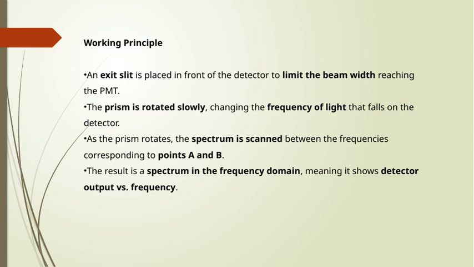The outcome of this process is what we call a spectrum in the frequency domain. That means, instead of just knowing the intensity of light at a single point, we see how the detector's output varies across a range of frequencies. This is incredibly useful because it allows us to analyze the spectral content of the light in detail, which ties directly into our overall goal of understanding the properties of the light source and the system.